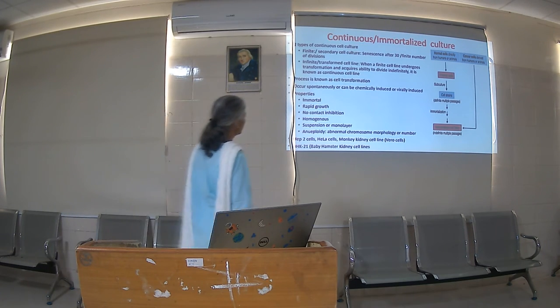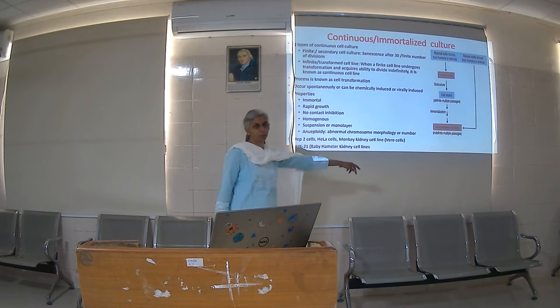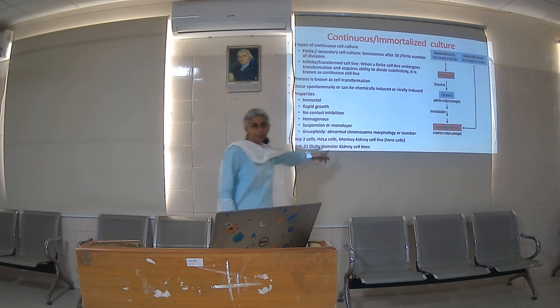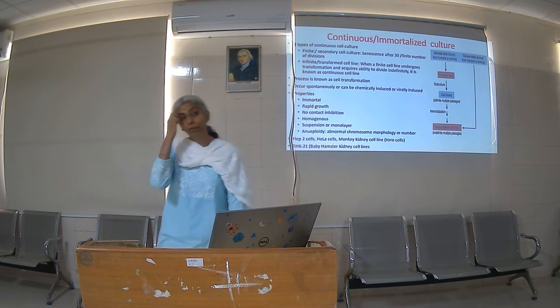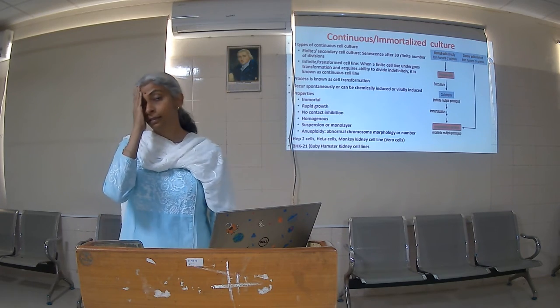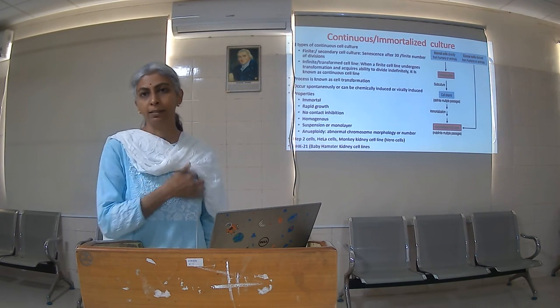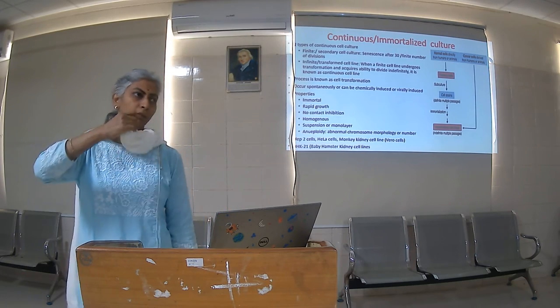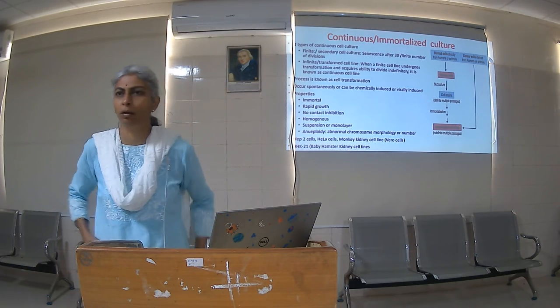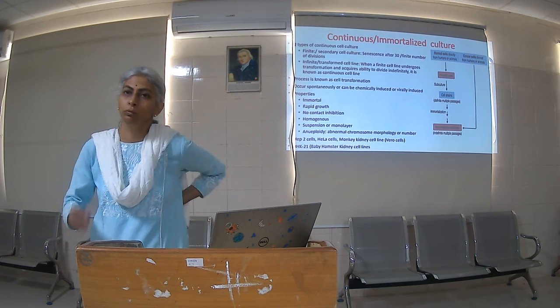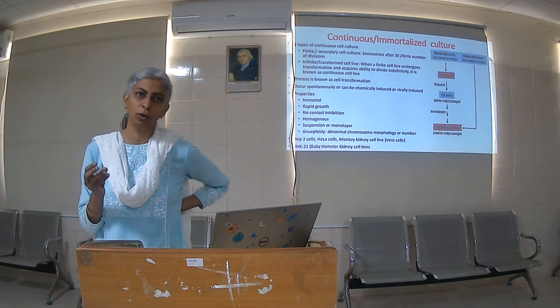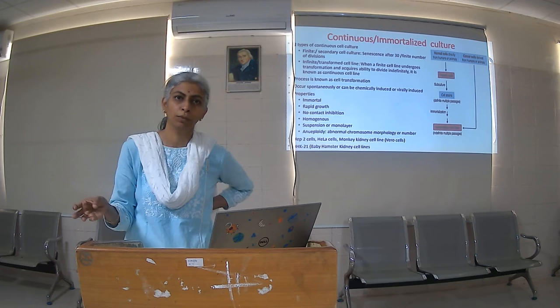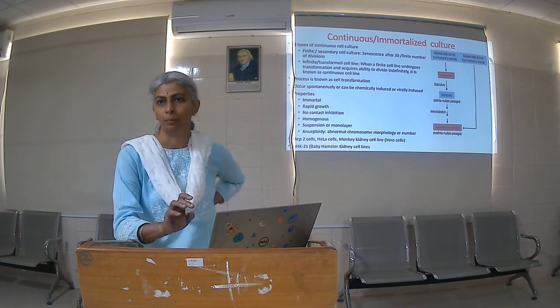And many of such cells are popularly used in research. So the HeLa cell line is an example of one of the first cell lines. The cell line came from Henrietta Lacks. This was the name of the patient who was suffering from, I think, carcinoma. So the pathologist took the carcinoma biopsy cell and tried to grow it in vitro, and this cell line was developed.